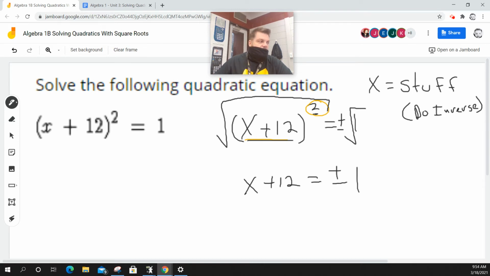Okay? X isn't quite by itself yet, so in order to get x by itself, what we need to do is subtract 12 from both sides, right? I need to move this 12. I am adding it. So when I say do the inverse, what I'm saying is x plus 12. Well, what's the 12 doing? It's adding to the x. To move it away, I do the inverse operation of addition, which is subtraction. So I'm going to subtract 12 from both sides. That gives me x is equal to negative 12 plus or minus 1.